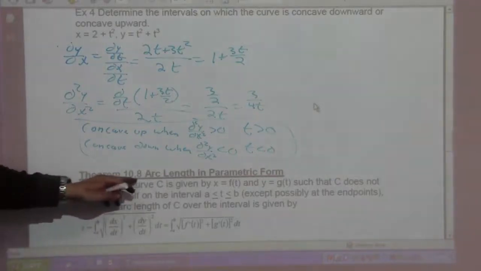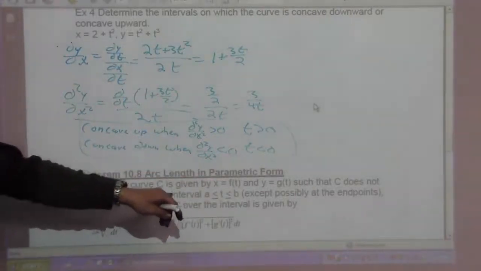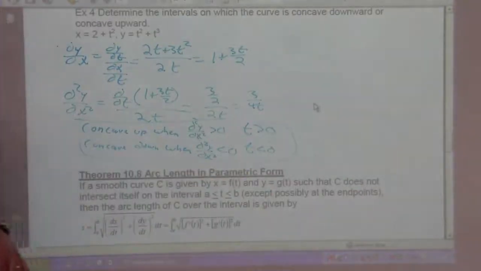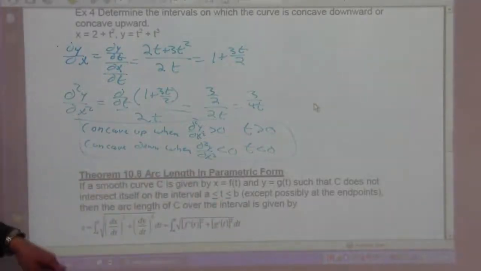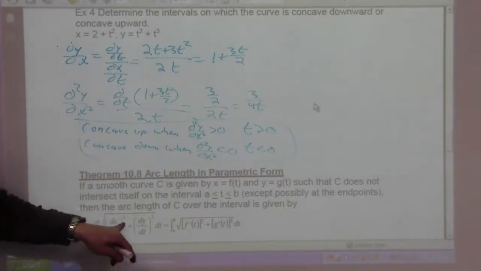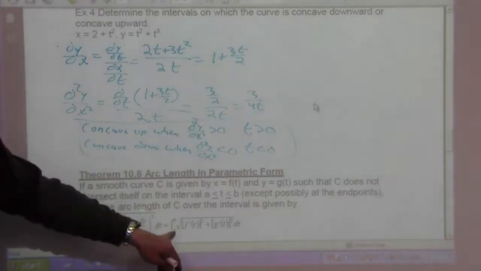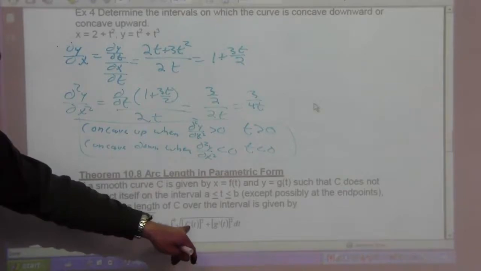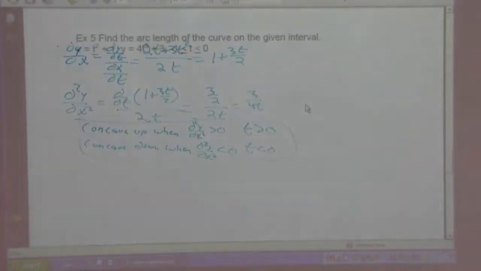Okay, Theorem 10.8, arc length in parametric form. If a smooth curve C is given by x equals f of t, y equals g of t, such that C does not intersect itself on the interval from a to b, except possibly at the endpoints, then the arc length of C over the interval is given by s equals the integral from a to b of the square root of (dx/dt) squared plus (dy/dt) squared dt, which would be the same thing as the integral from a to b of the square root of f prime of t squared plus g prime of t squared dt. And we'll get to find our arc length now.